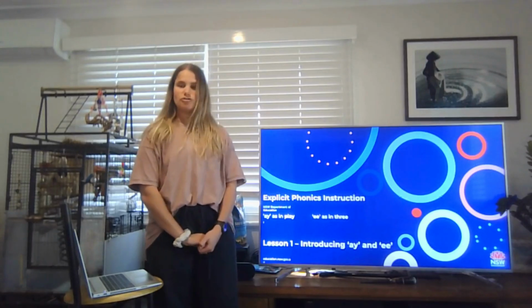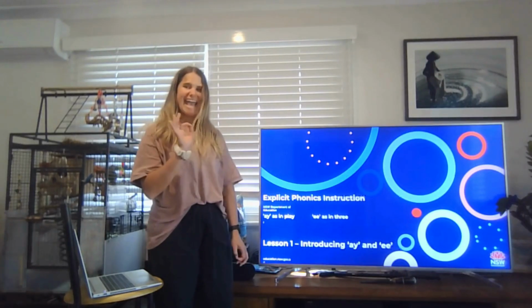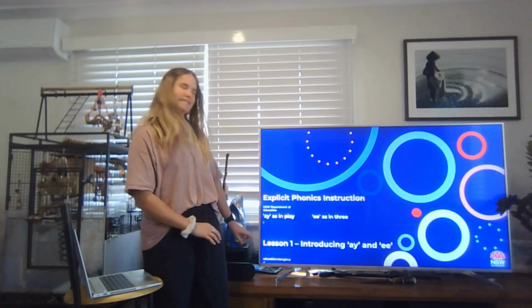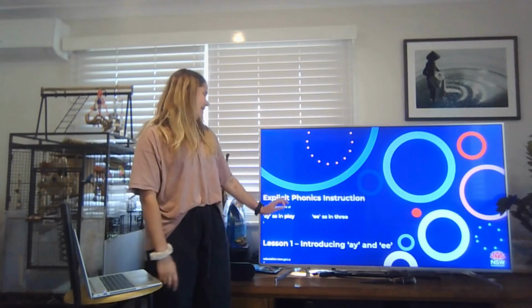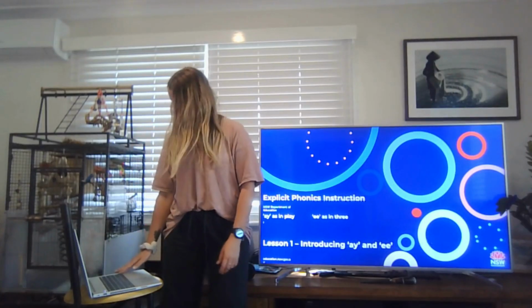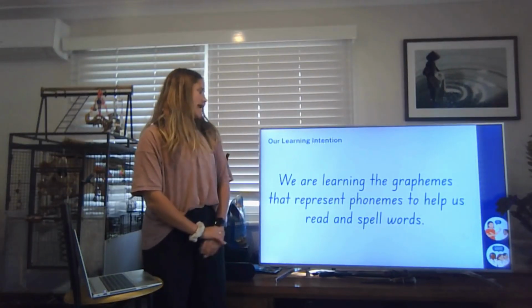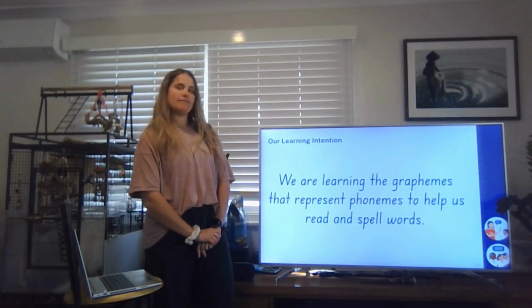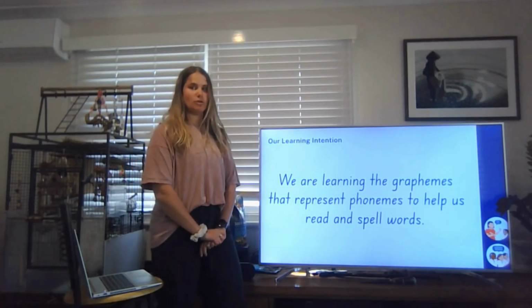And today we are learning two digraphs. We've got the long A sound, the A-Y as in play, and we've got the long E sound, the double E as in tree. So, all right, our learning intention today, we are learning the graphemes that represent phonemes to help us read and spell words. Your turn.